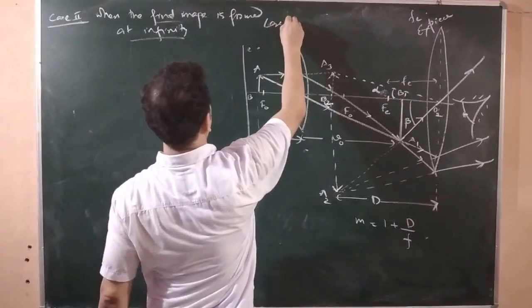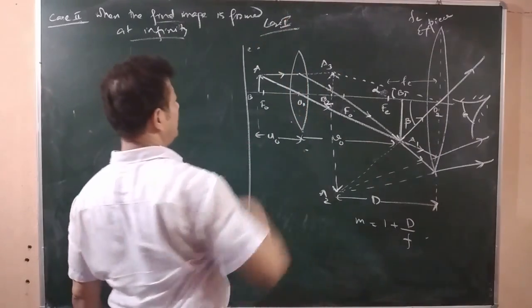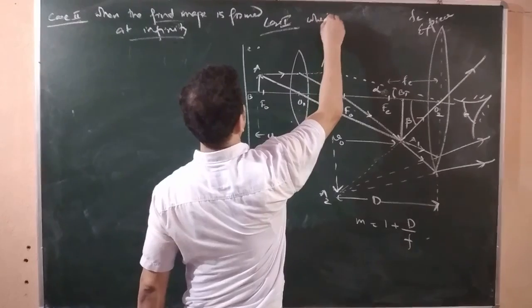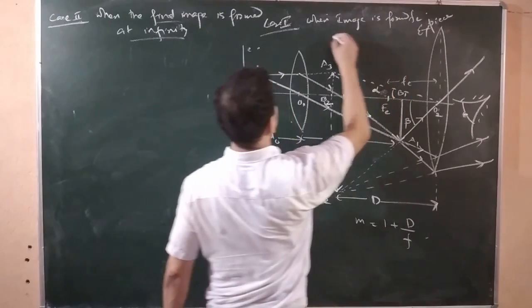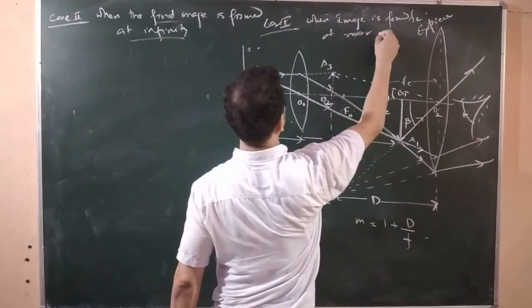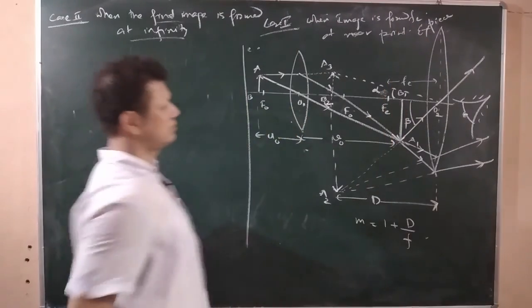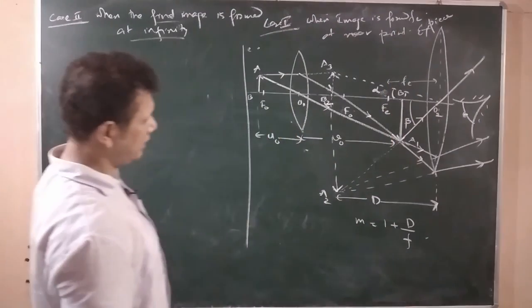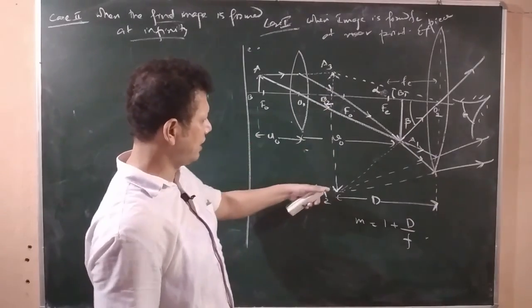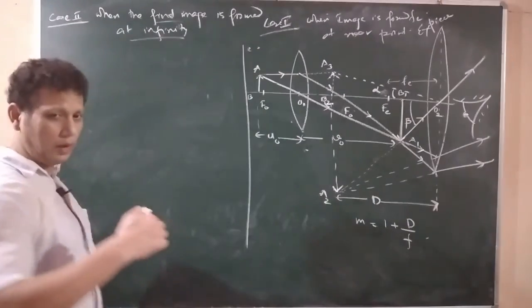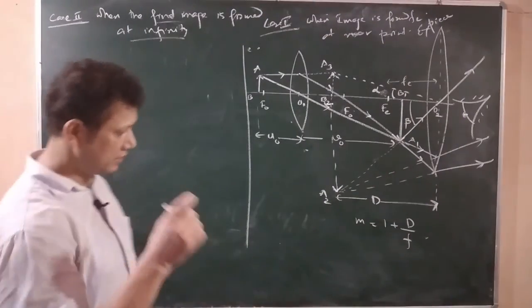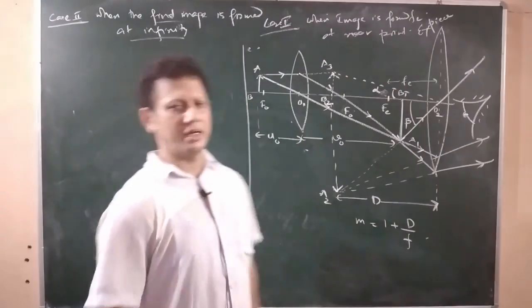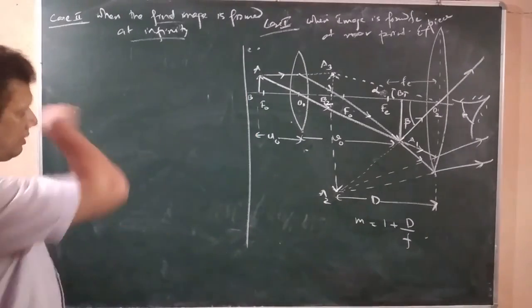This was case 1, when the image is formed at the near point. So this was the ray diagram corresponding to the case when the final image was formed at the near point. Now we shall be discussing the second case in which the image will be obtained at infinity, and for that case we shall be deriving the magnifying power. So I will draw the diagram here in small size.